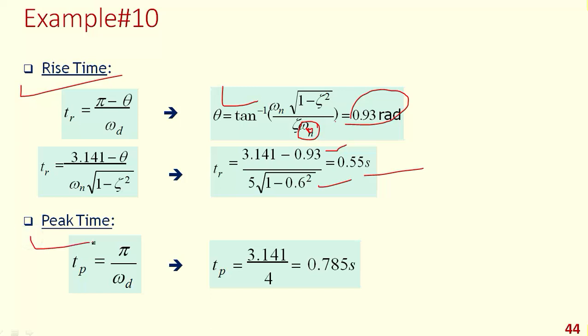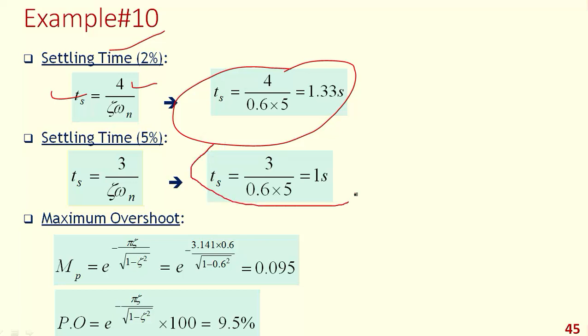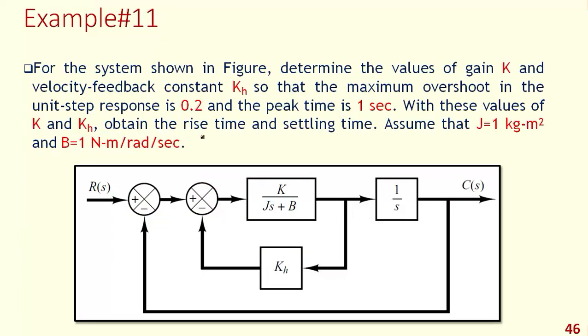Then to find the peak time, Tp is equal to pi divided by omega d. So pi is 3.141 divided by omega d, which is 4. So we get the answer. Then you have to find the settle time. Settle time is given 2%, which means you can use the standard formula 4 divided by zeta into omega n. Substitute the values, you will get the settle time. If the settle time is 5%, you will get the Ts. Then to find the maximum peak overshoot, you can use this formula and you will get the maximum peak overshoot.